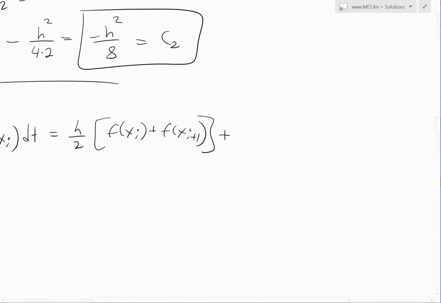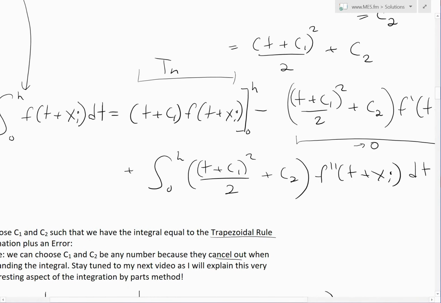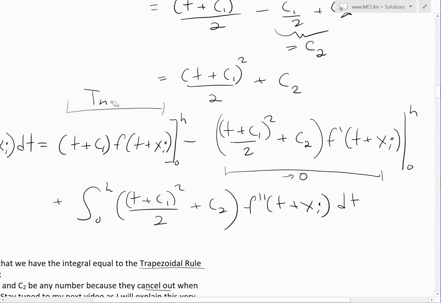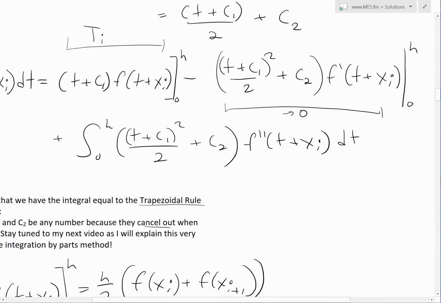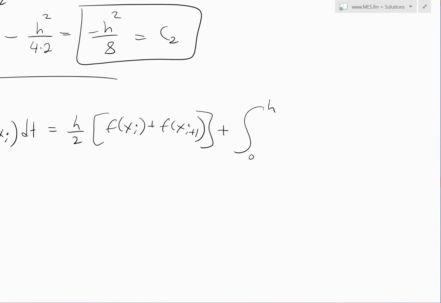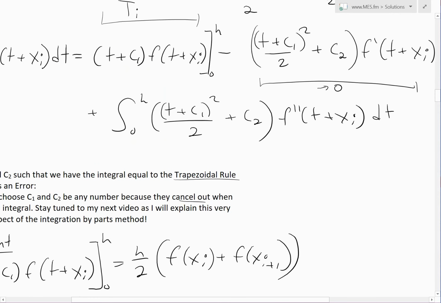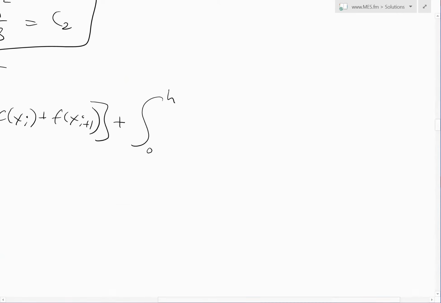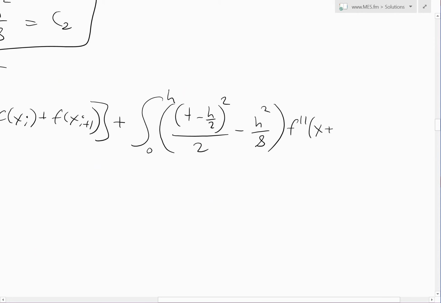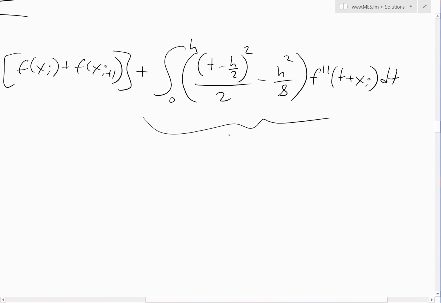And then we have to add our error. Now the error is completely within our integral, so let's go back up. We've canceled the first derivative term to 0, and now for each ith interval we have this last part with the second derivative. I'll write this down with our new c values: t plus c1, which is negative h over 2, squared divided by 2, then minus h squared over 8, times f double prime of t plus xi dt. So that is our integral right here, and this can be considered as our error.